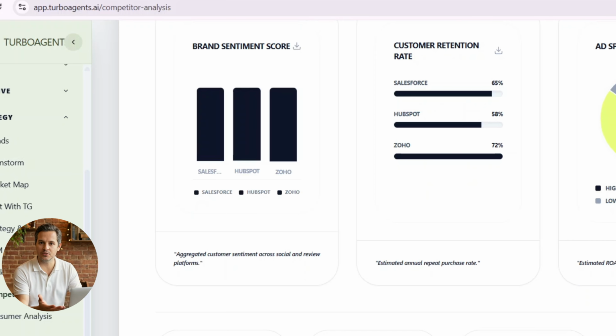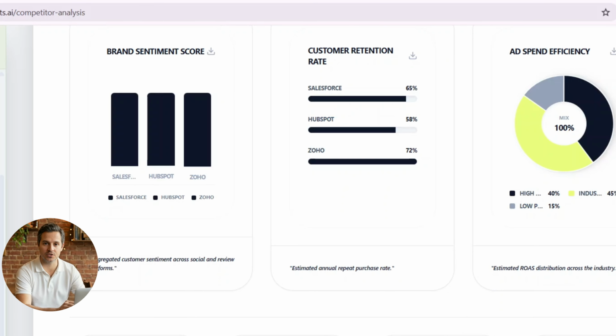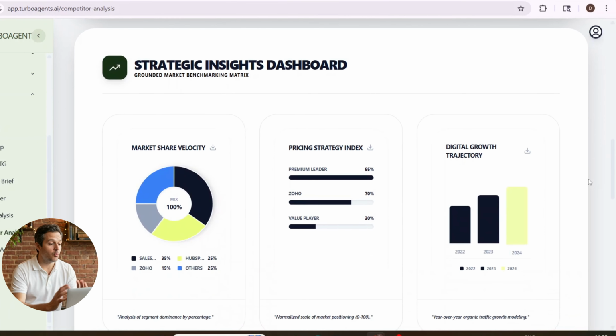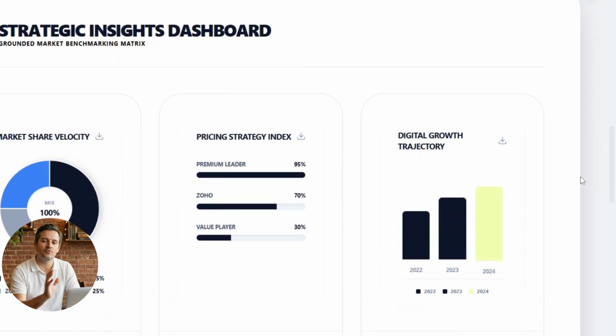Zoho leads at 88, ahead of Salesforce at 82, and HubSpot at 75. High share doesn't always mean high affinity, and that gap is strategic signal. The customer retention rate chart confirms it. Zoho holds 72% annual retention, the highest of any player in this audit. Salesforce is at 65%, HubSpot at 58. The Pricing Strategy Index visualizes the full spectrum, with Zoho sitting at 70, positioned between the premium leaders and value players in the commercially strongest territory.